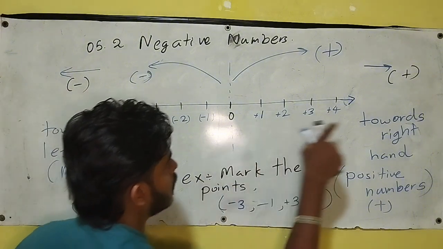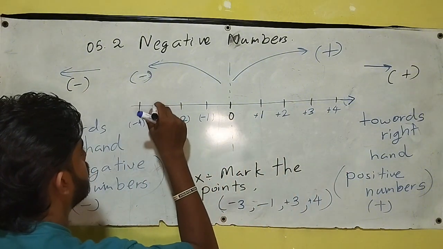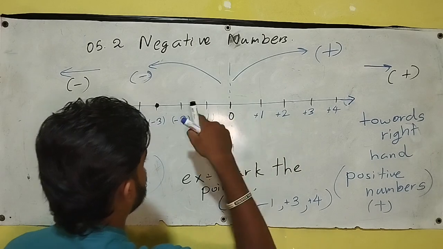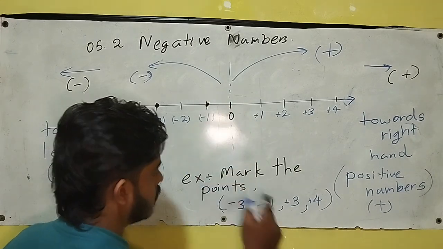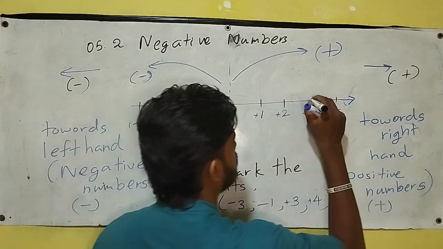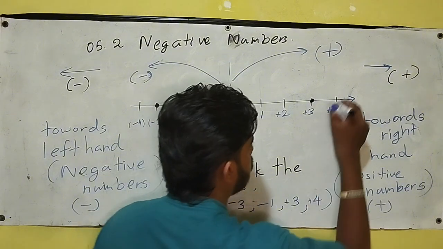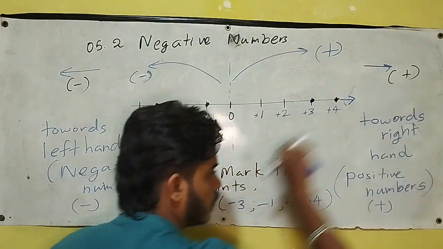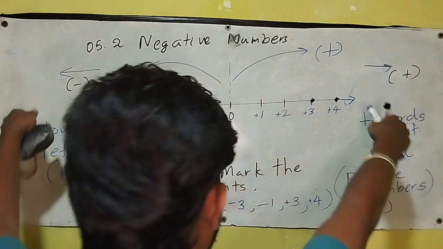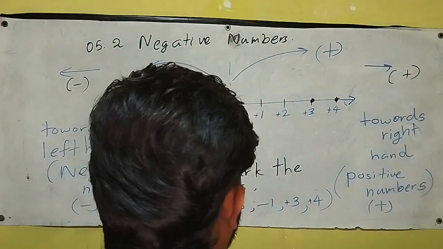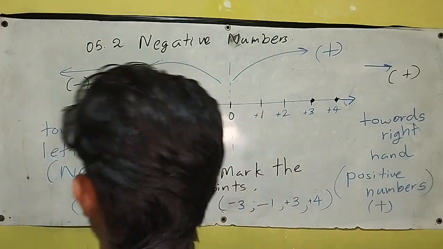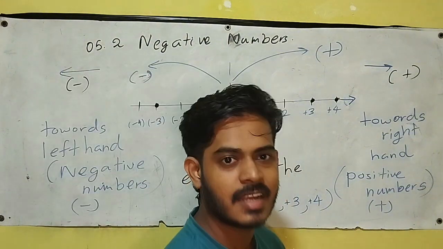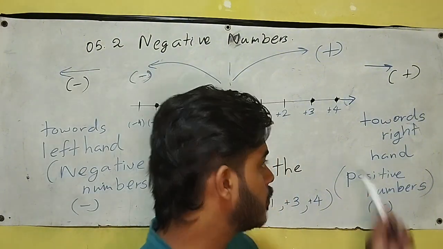Minus 3. Minus 1. Plus 3. Plus 4. Towards the right hand side. What? Towards the right hand side, in your right hand side, left hand side, positive numbers, negative numbers. That is the idea. Very easy. Remember like that.